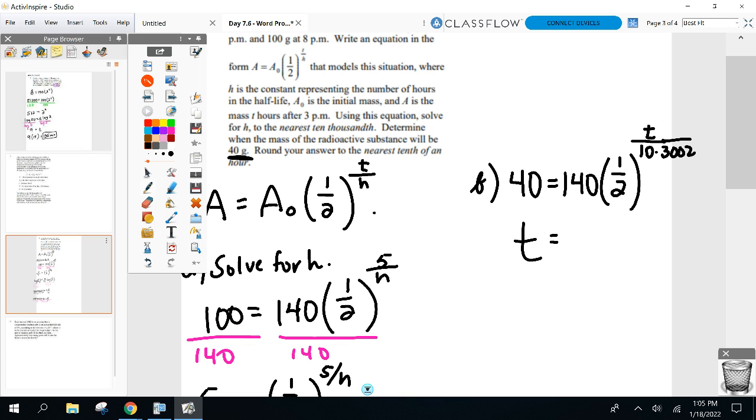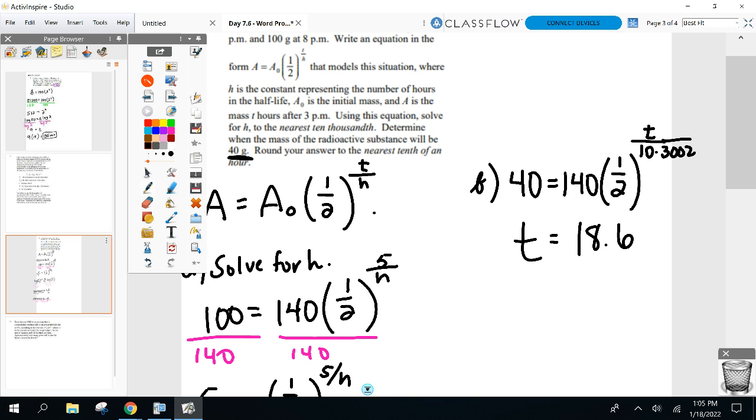What are we looking at here? 18.6. Yeah. What she said. That's what I got. Divide by 140, bring down the exponent, log both sides. You end up multiplying by 10.3002 at the end. We're all good? All right, one last one.